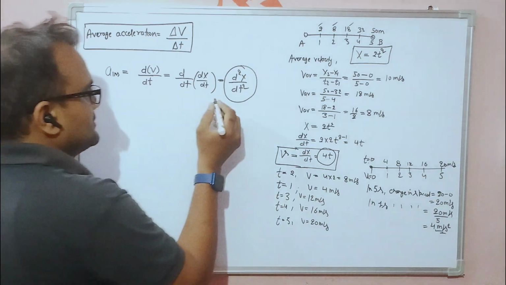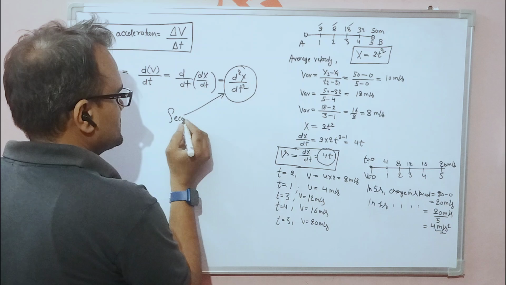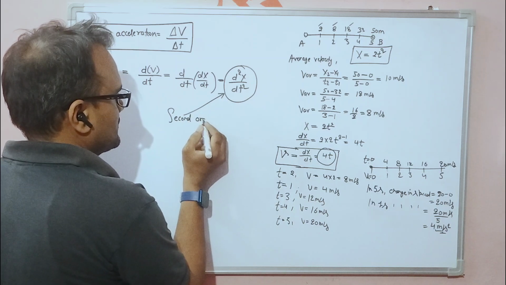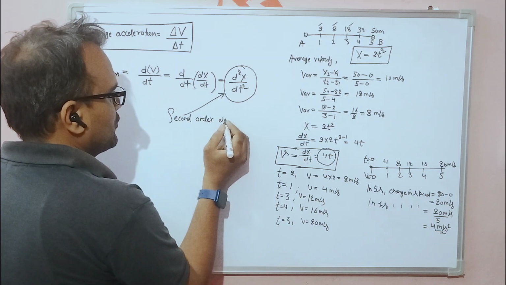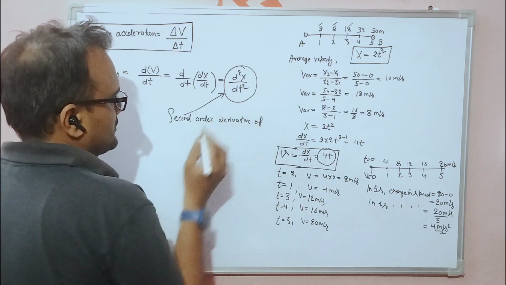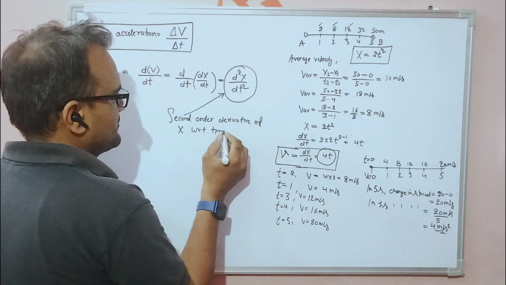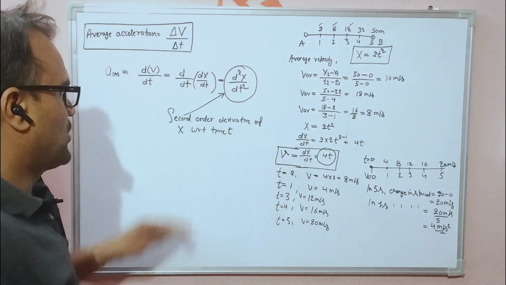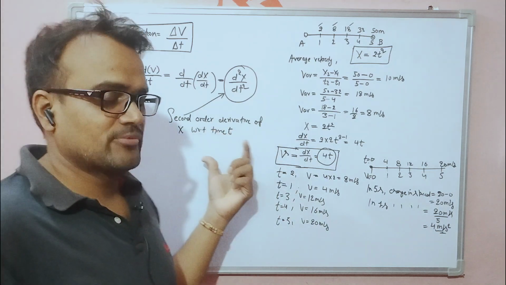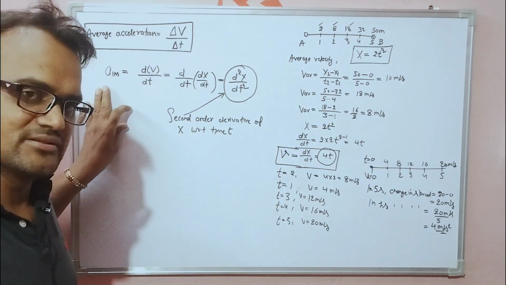So what is this? This is something we call the second order derivative of x with respect to time t. Okay, so what is the second order derivative of x with respect to time t? It is the instantaneous acceleration.